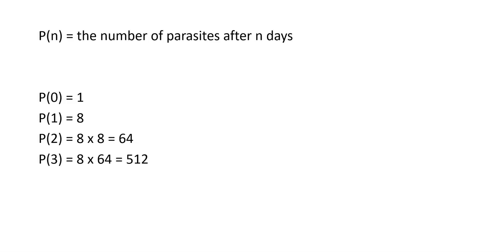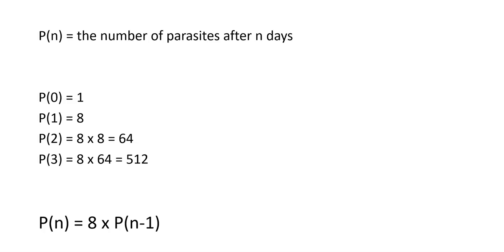So we can write this equation as a recursive formula: the number we have based on the number we had the day before. That's what the equation would look like. P of n is 8 times P of n minus 1, with n minus 1 representing the day before.